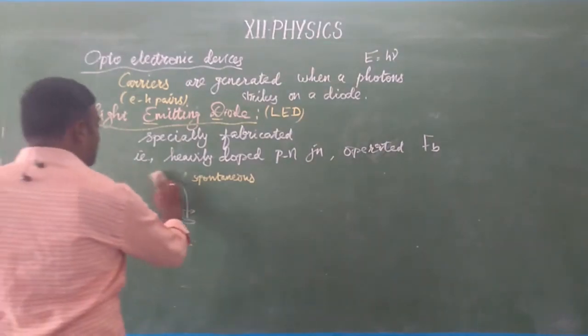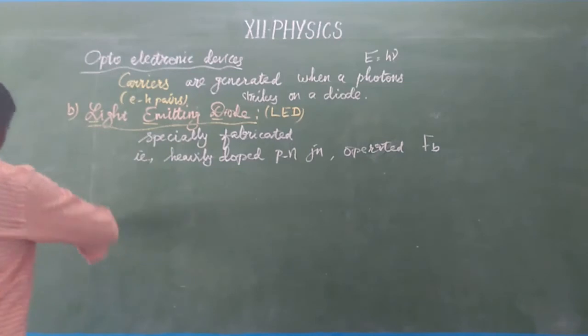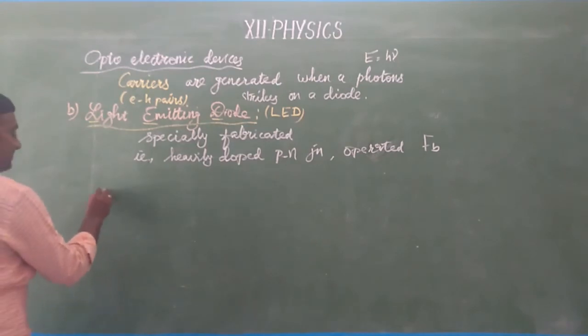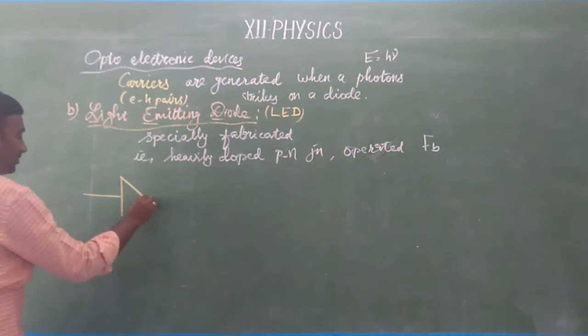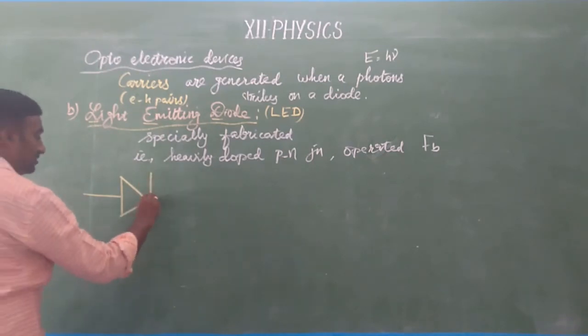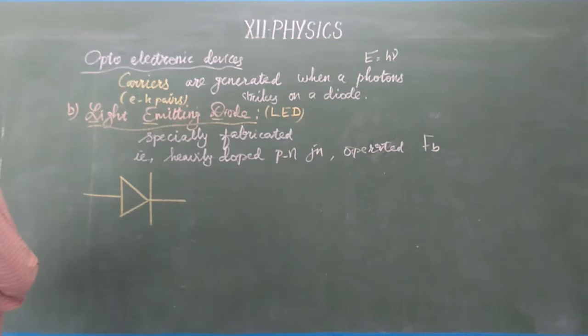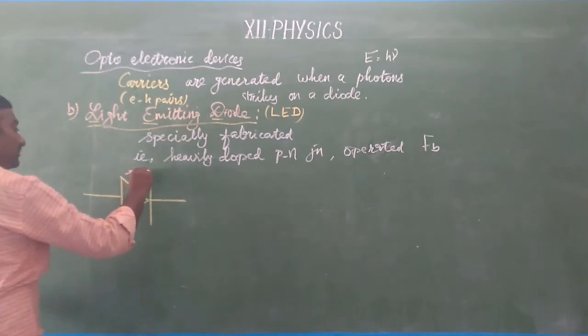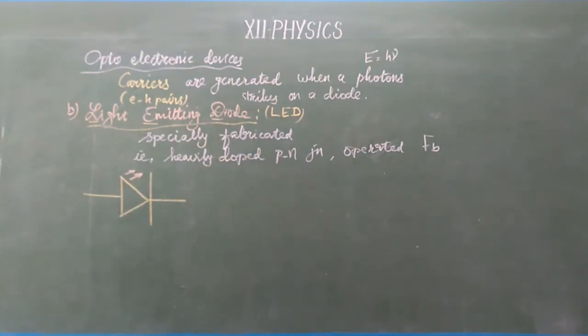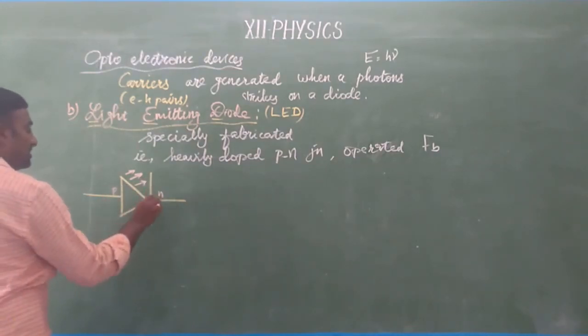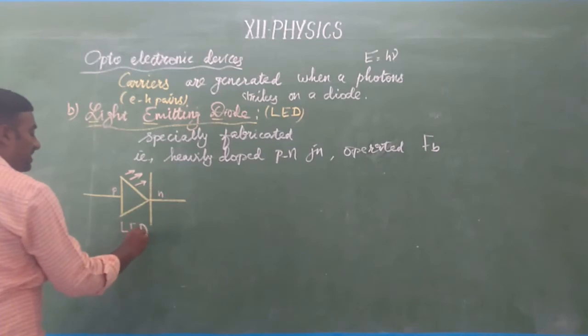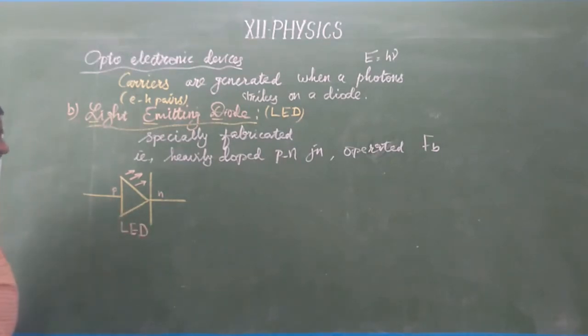Before that, the diagram of the LED. And one more thing, the symbol of the LED. It is a specially fabricated, heavily doped PN junction. So it's a PN junction diode, but it emits light. This is the LED, this is the P side, this is the N side. This is the symbol of the LED.